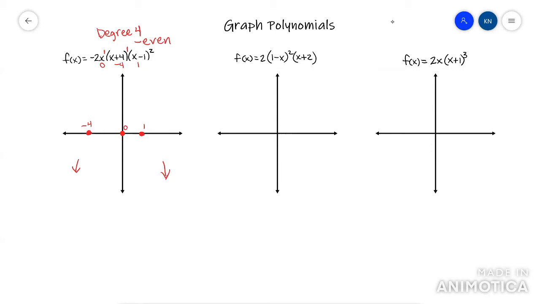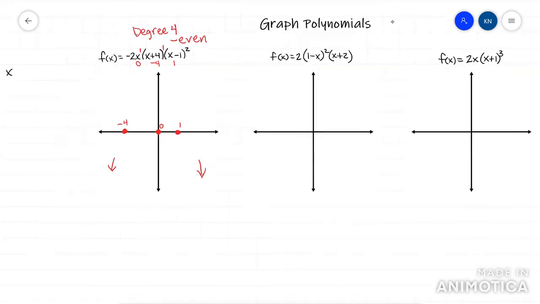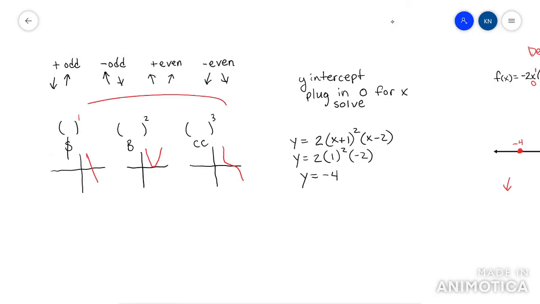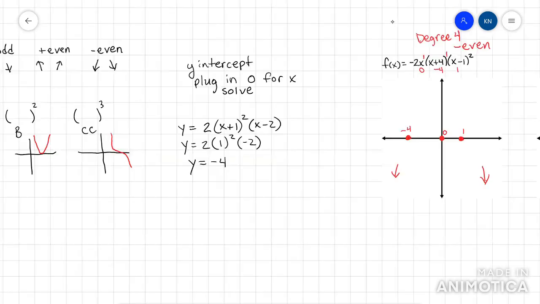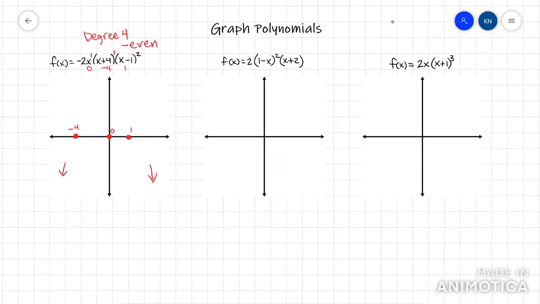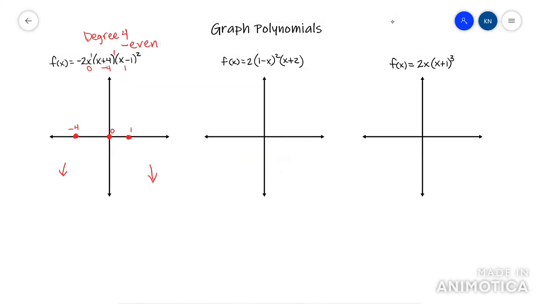All right, now at each of those, you need to mark what's going to happen. So if you remember this, you're either going to cut straight through, you're going to have a bounce, or you're going to have a concavity change. So in this first one, at 0, the exponent is a 1. That means it's going to be a straight through. At -4, the exponent is a 1. That means it's going to be a straight through.